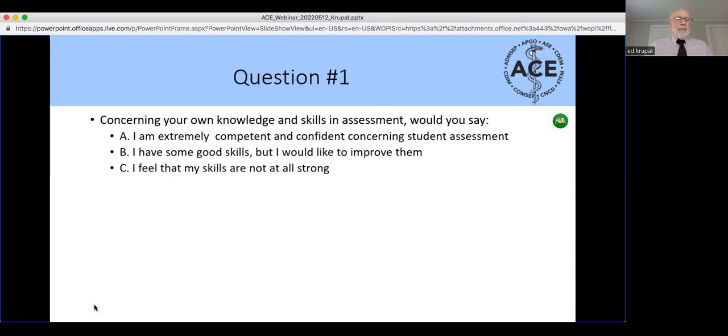So let's start by making this just a little bit interactive and asking you a poll question. Concerning your knowledge and skills in assessment, would you say that you're extremely competent and confident, that you have some good skills but you'd still like to improve them, or that you really feel that your skills aren't that strong? I'd be really curious to hear what your thoughts are, what this audience believes. So please plug into one of those three.